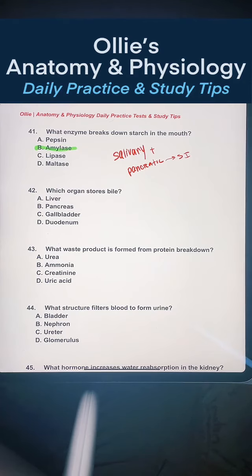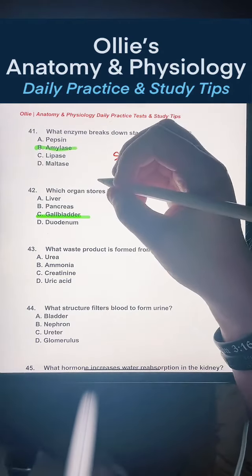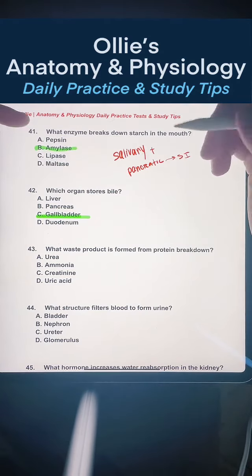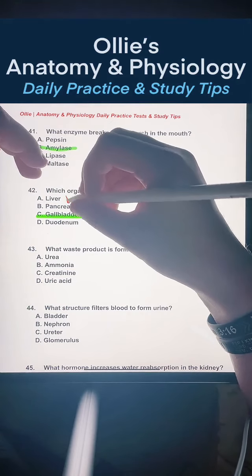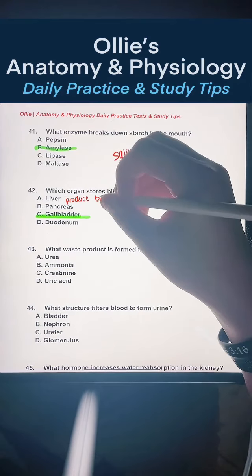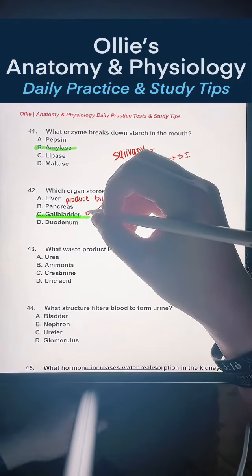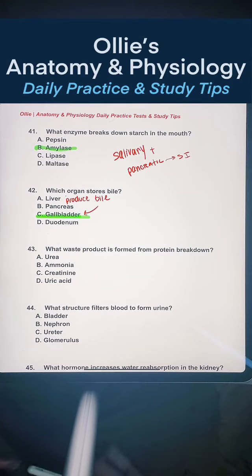Number 42, which organ stores bile? The answer is C. It is the gallbladder. A lot of people think the liver stores it, but the liver produces the bile, and then it gets stored and released from the gallbladder. Some people think the gallbladder produces bile. It doesn't. Just because something stores and releases it doesn't mean that's where it was produced.